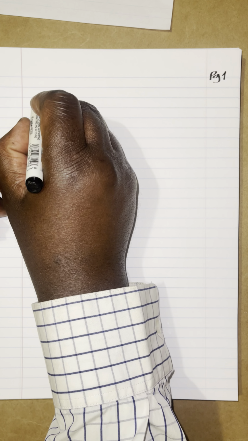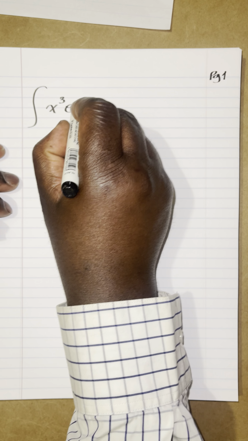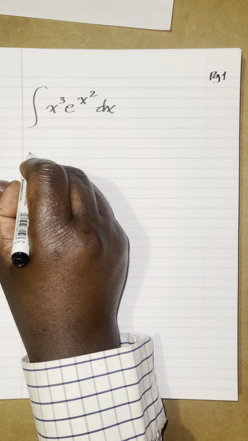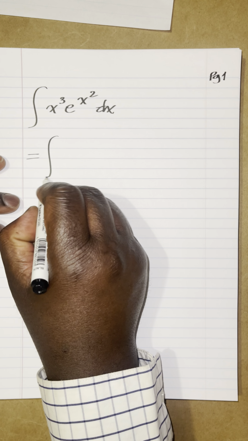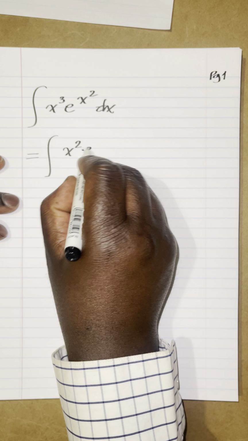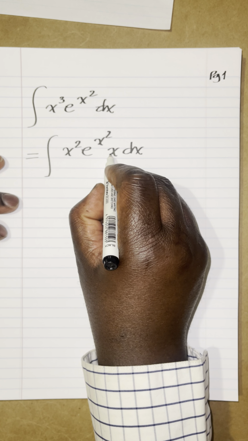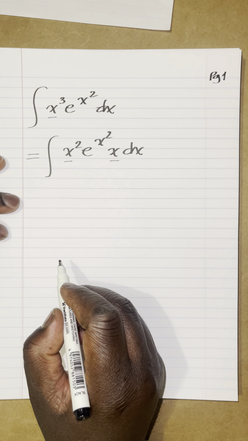Taking us to page 1. Basically we are saying the integral of x cubed e to the power x squared dx should be expressed as follows: the integral of x squared e to the power x squared x dx. Notice that this and that, when you multiply them, they will give you x cubed.